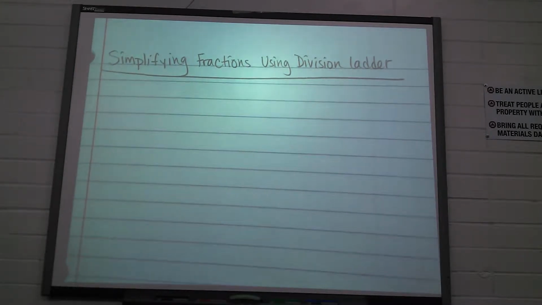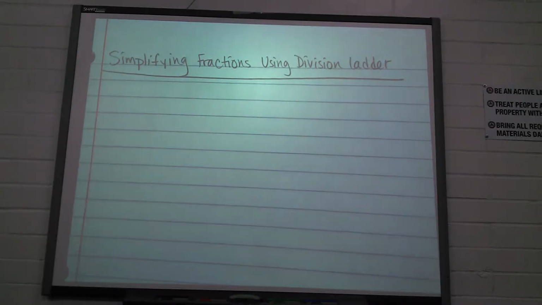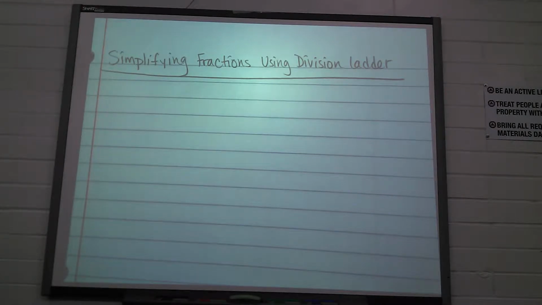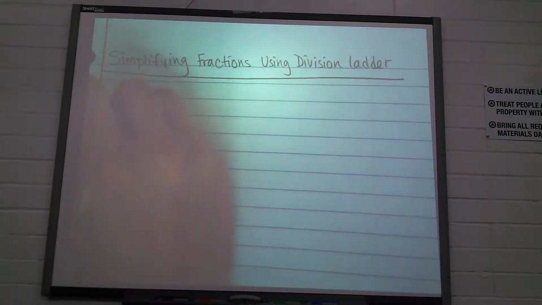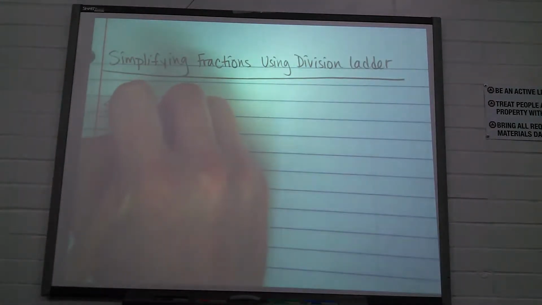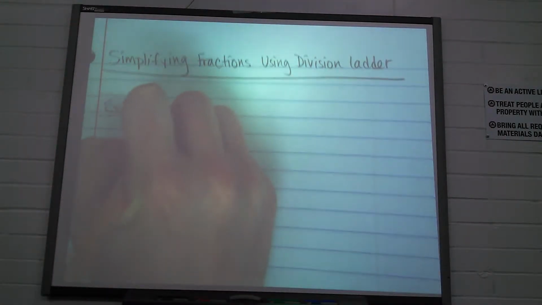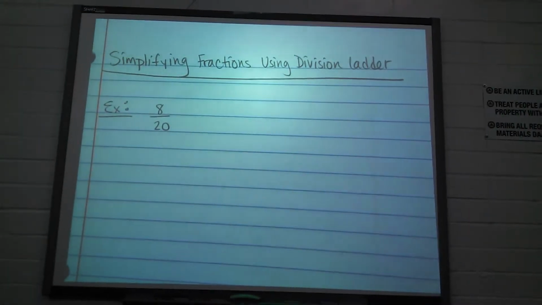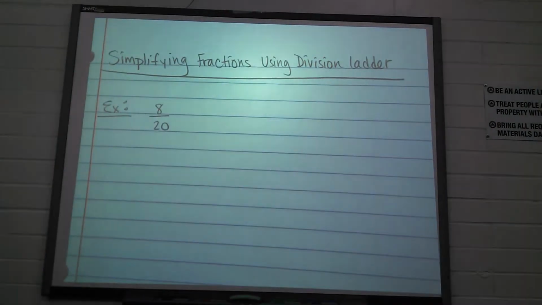All right, let's review what a division ladder is. So please take a look at your notes from yesterday. Okay, and I'm just going to start off giving you some examples, and then we'll talk about whether or not you notice any patterns. So, some examples. Let's go with 8/20. So here's my fraction, and I'm asking you to reduce this. Put this in lowest terms.